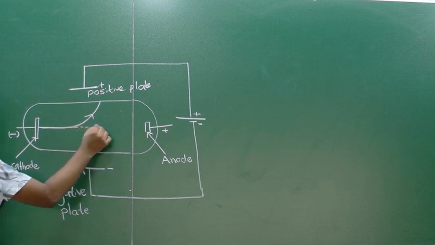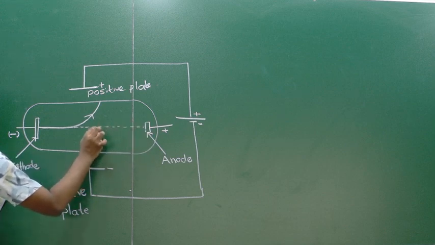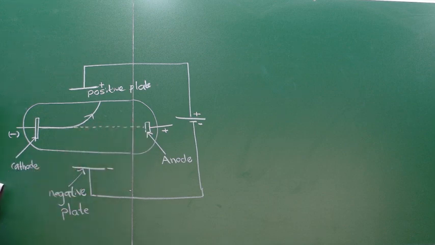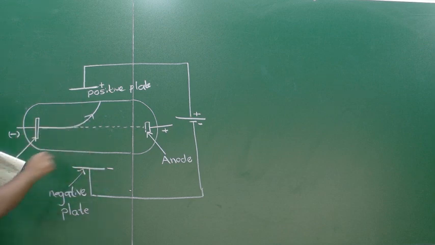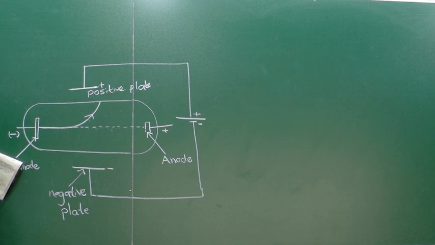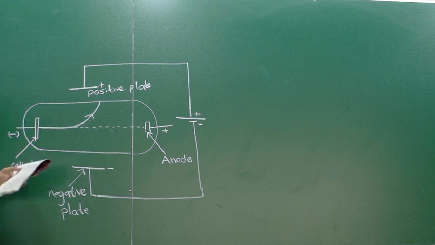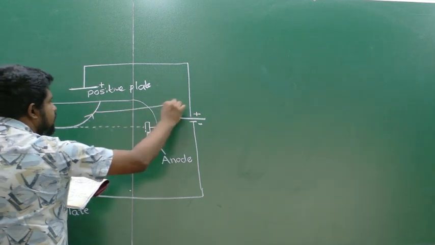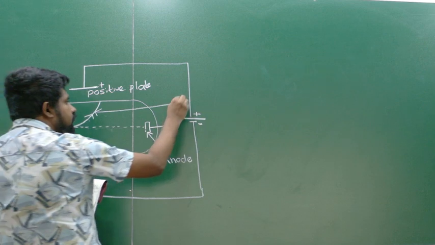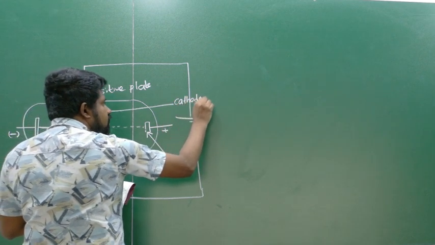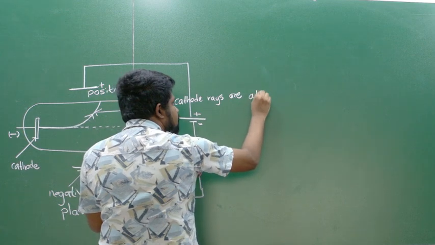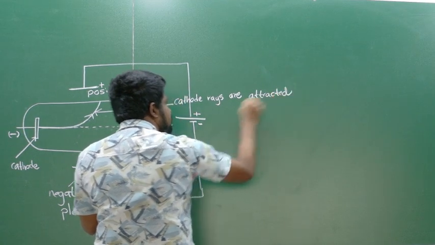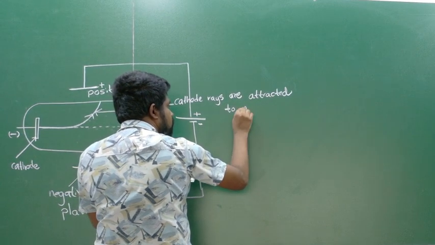So, this is the pathway, in dotted lines. I noted the pathway before placing the two plates, and after placing the two plates, cathode rays are deflected towards the positive plate of the electric field. So we can see that cathode rays are attracted to the positive plate. This is very important. Cathode rays are attracted to the positive plate.